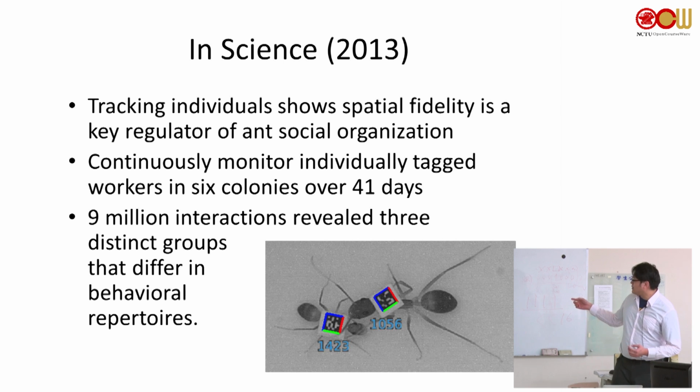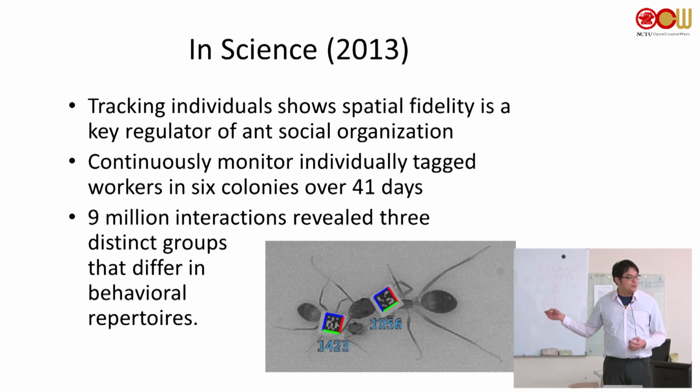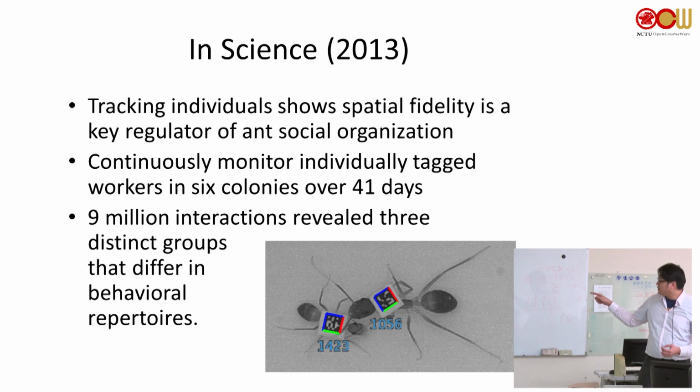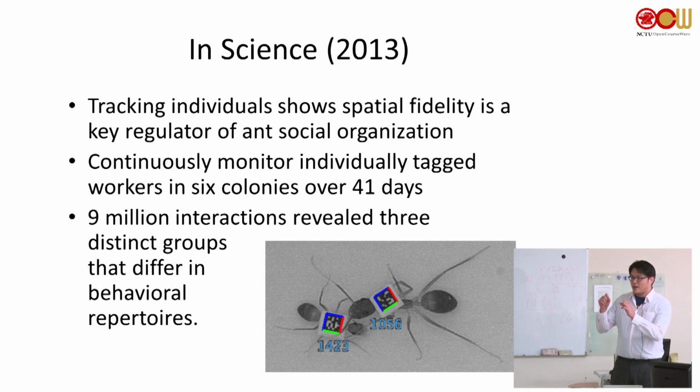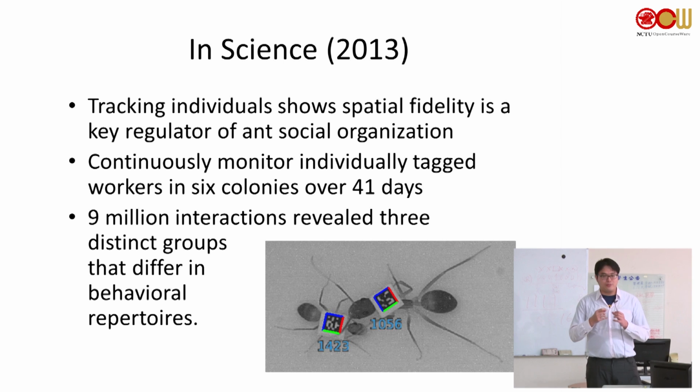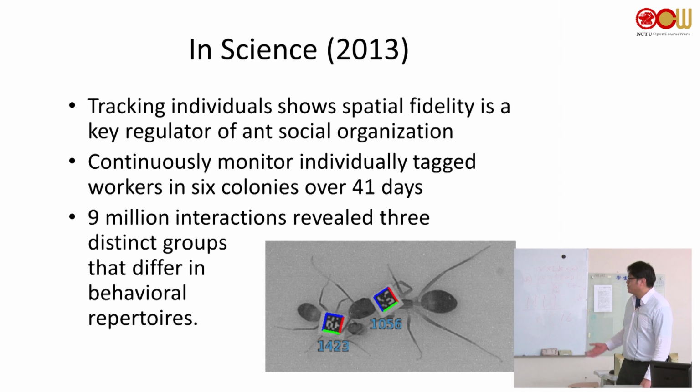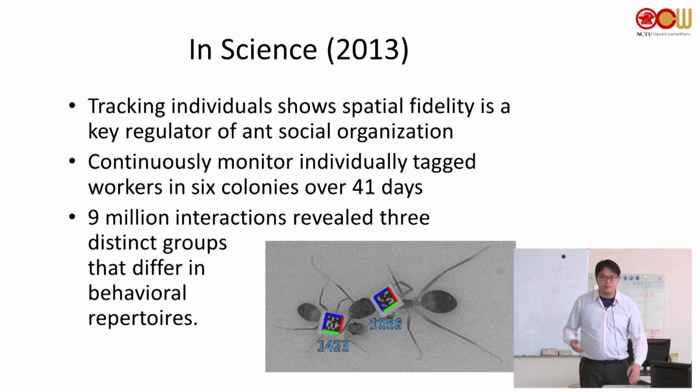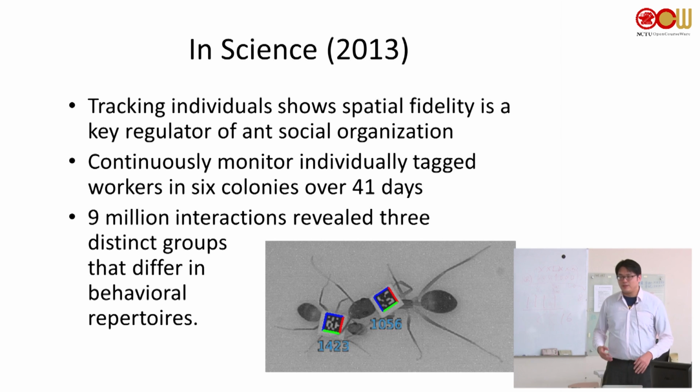You can see that this is an ant, right? And you see 2 very tiny AprilTags on the ant. They placed tiny AprilTags on the ants over 41 days. I don't know the exact number of AprilTags that were placed. They used AprilTag to observe 9 million interactions among the ants, and then they found something very interesting. The paper was published in Science.